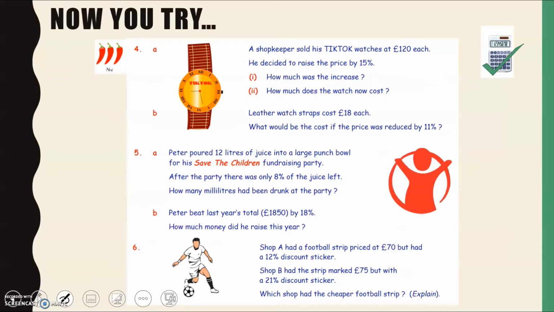For your hot section, 4, 5 and 6 are like our final example 5 that we've just done. So you need to read the question carefully, find the percentage of the value, and then see, is it asking you to take it off? Is it asking you to add it on? You decide. Make sure to check for units at the end of each of your answers.